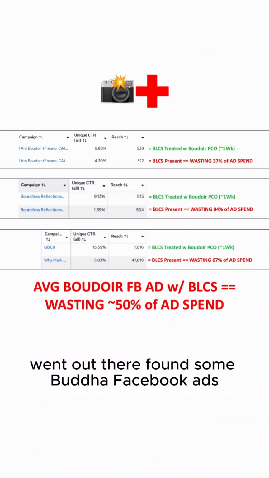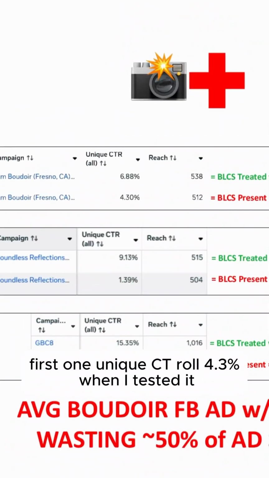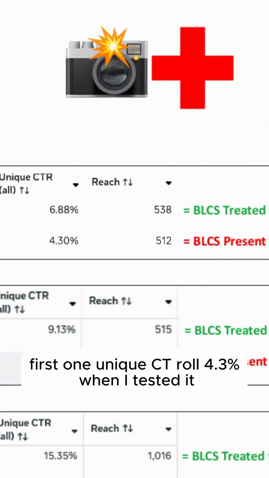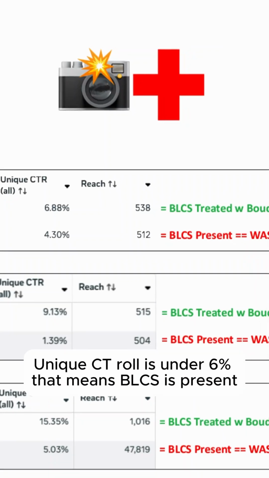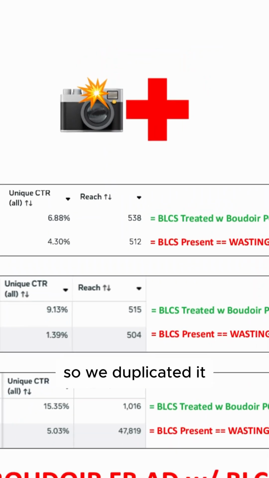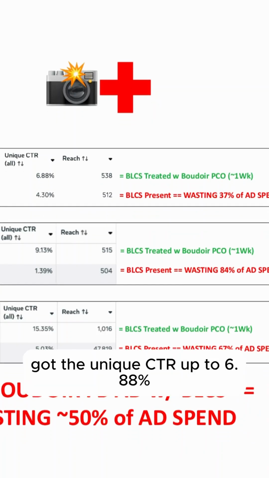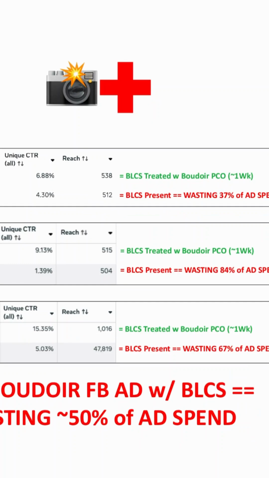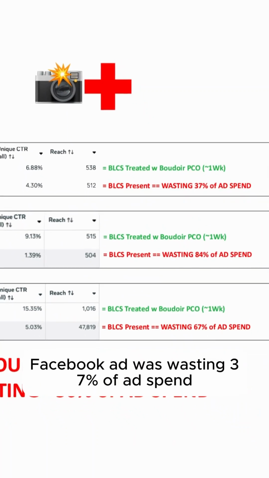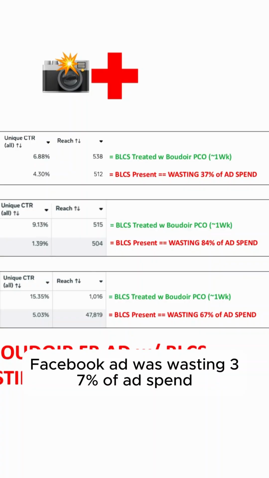Went out there, found some Boudoir Facebook ads, brought them back to the hospital. First one, unique CTR 4.3% when I tested it. All right, unique CTR is under 6%. That means BLCS is present. So we duplicated it, treated it with Boudoir Pico. Took about a week. Got the unique CTR up to 6.88%. So we found out the original Boudoir Facebook ad was wasting 37% of ad spend.